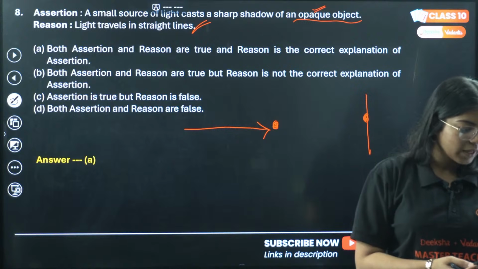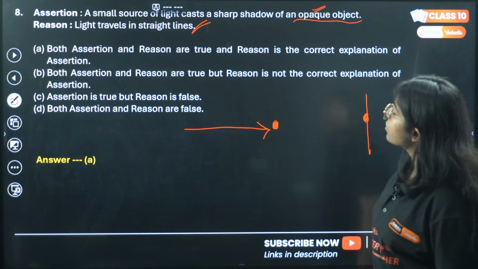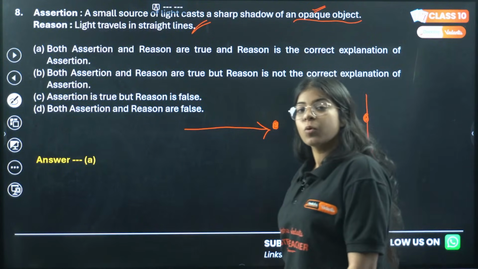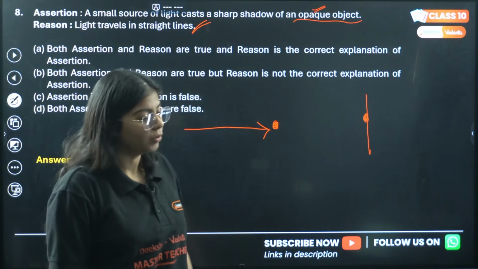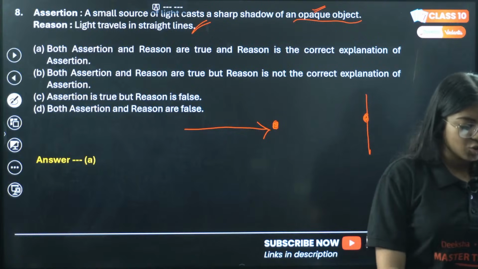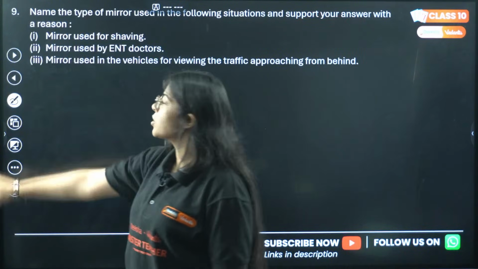Radhe answered D. Radhe, D is both assertion and reason are false. No, actually both assertion and reason are true. I gave you the reason behind it. Yes, Arjun is saying A. A is correct. Okay, next question.